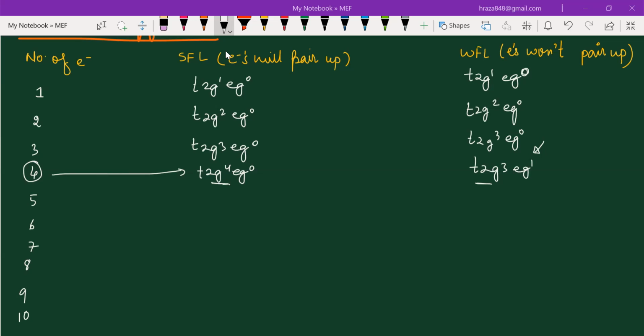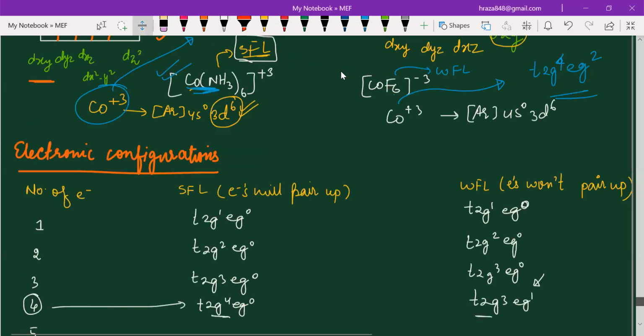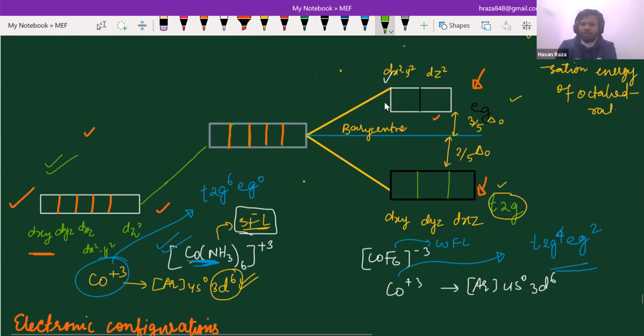Sir, how much space does eg have? eg has only 2 orbitals, so it can accommodate a maximum of 4 electrons. There are a total of 5 d orbitals, and the maximum quota of electrons is 10. t2g has 3 orbitals and eg has 2 orbitals. Got it? You can look at the diagram that you have drawn. So this part is your t2g, and this is your eg.